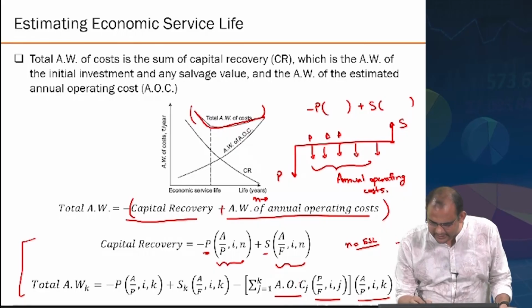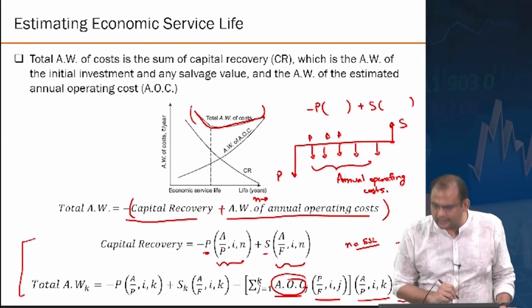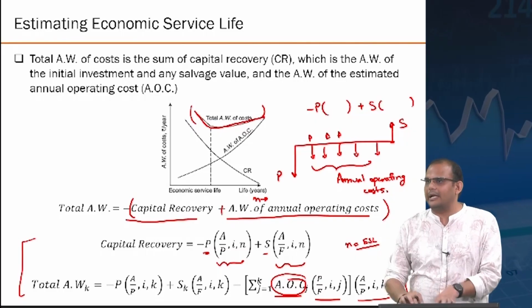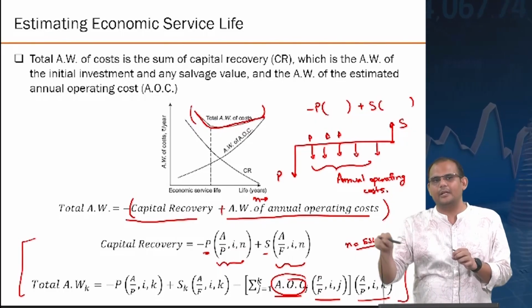Why am I doing this? If AOC are not equal, then you need to do this. If it is equal, then ultimately this series will simply be a sum of A.